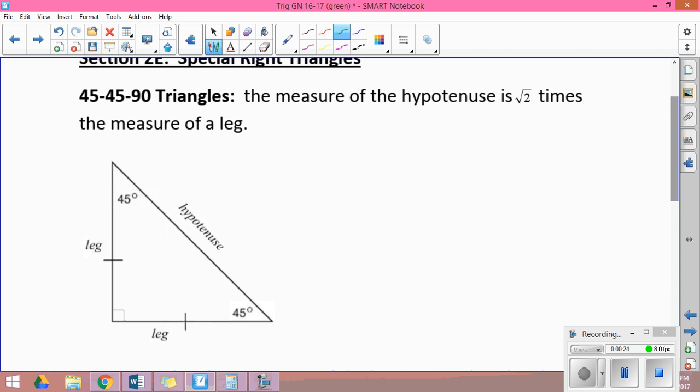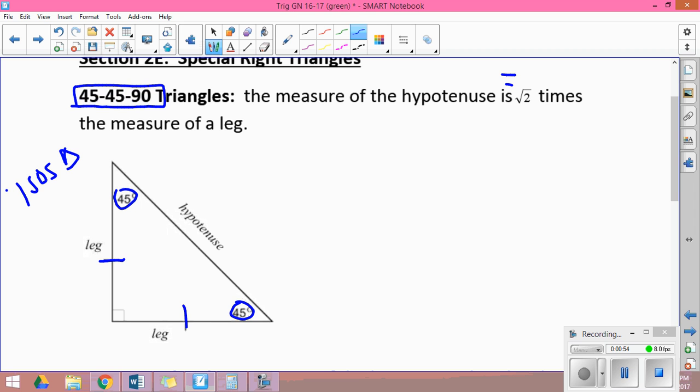So our first special triangle is a 45-45-90 triangle. If you look at this picture, 45-degree angles, and if you remember about triangles, if the base angles are equal, the sides are equal. Every 45-45-90 is an isosceles triangle. That's a nice tip. In words, 45-45-90 triangles: the measure of the hypotenuse is the square root of 2 times the measure of a leg. Well, is means equal, but that's still a lot of words.